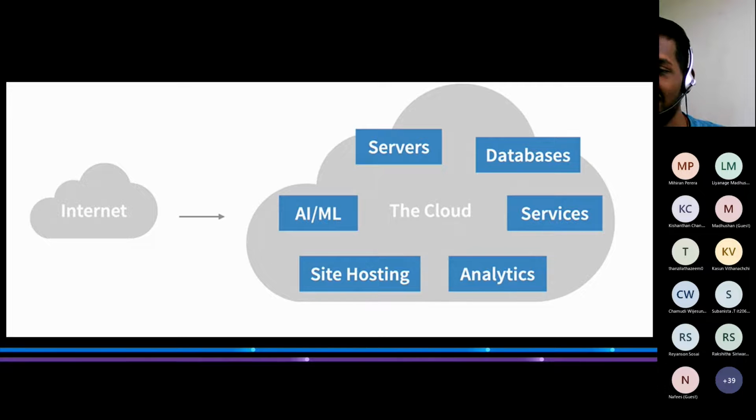Sorry for that. So you can see the illustration about the cloud. When you're looking at this picture, you can get some idea about the cloud, right? The cloud has a lot of services, including servers. There are a lot of servers in the cloud, so you can use artificial intelligence and machine learning from the cloud, and you can host a website in the cloud, and use analytics, server services and databases. You can use all of them in a cloud.